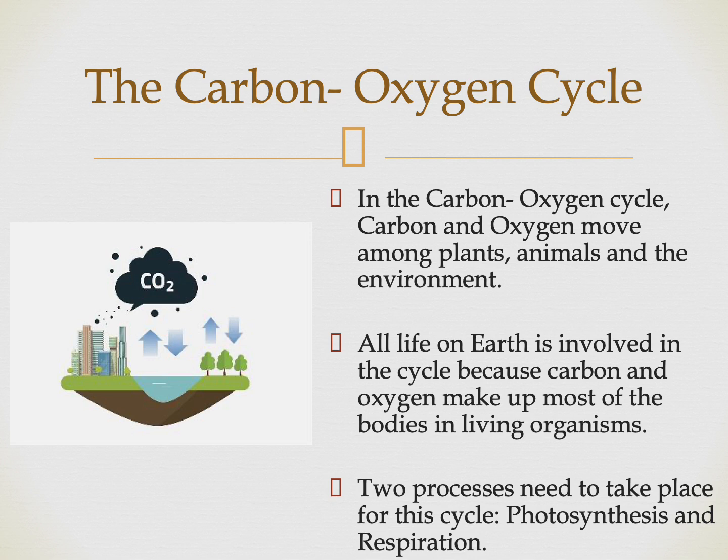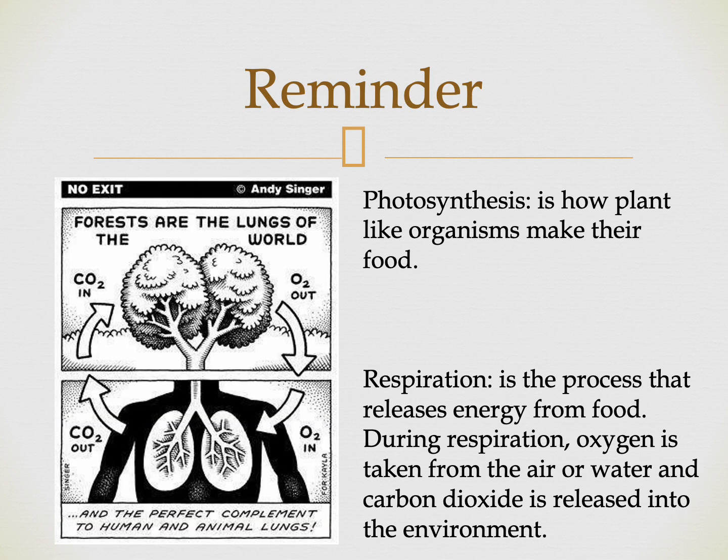The two processes needed to make life pretty much happen are photosynthesis and cellular respiration, because photosynthesis creates energy for our plants and cellular respiration creates energy for us. Now, photosynthesis is how plants make their food, right? Respiration is how we make our food and our energy. Remember, we can't just take sunlight and be like, poof, I have energy. It has to be converted into a form that we can use.